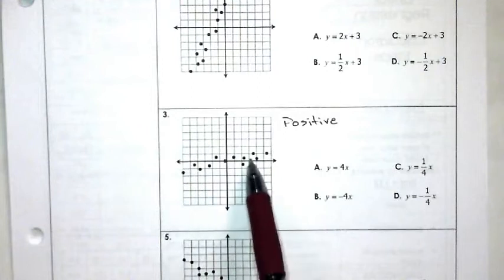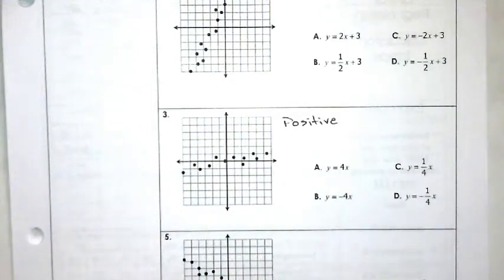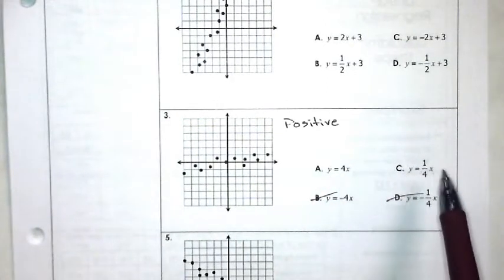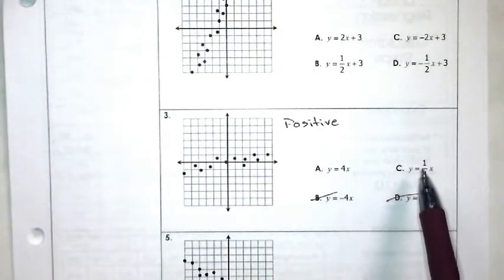Okay, now what answer choices can I eliminate immediately knowing that it's a positive relationship? B, D. Of course you did. Okay. Now, I have 2 remaining. Both of them do not have a y-intercept, so we start at the origin. Okay, we start at the origin.